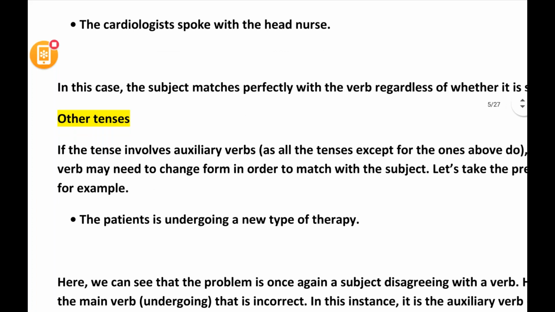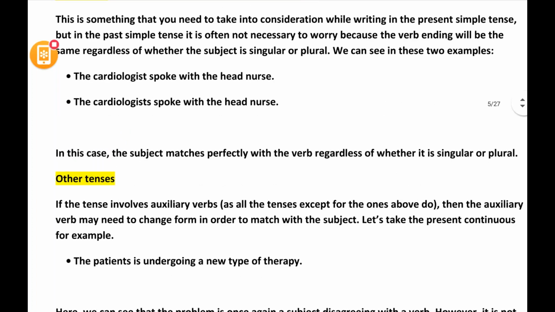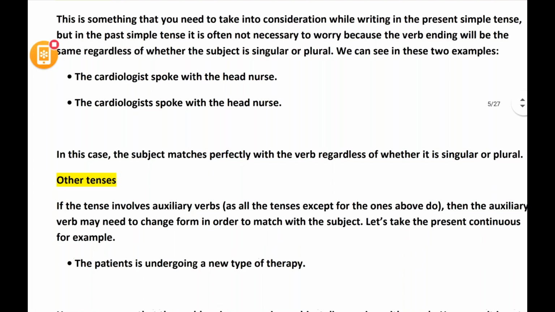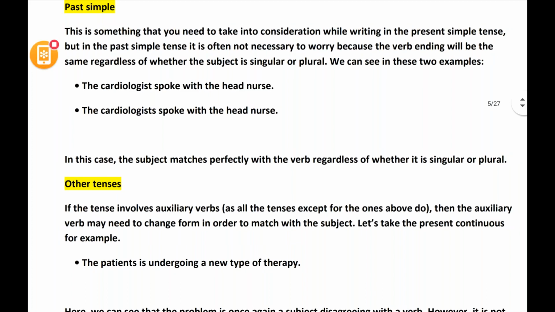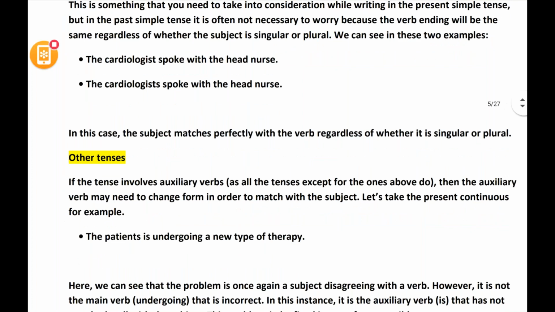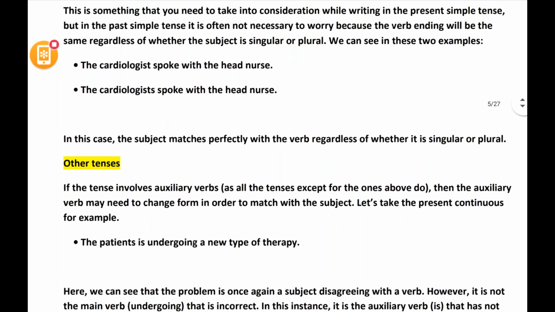Now coming to the other tenses, regardless of whether it is singular or plural. Let's take an example. The patient is undergoing a new type of therapy. Is it correct or not? It's not correct, ma'am. Patients are. Patient underwent. So which is the verb in this sentence?